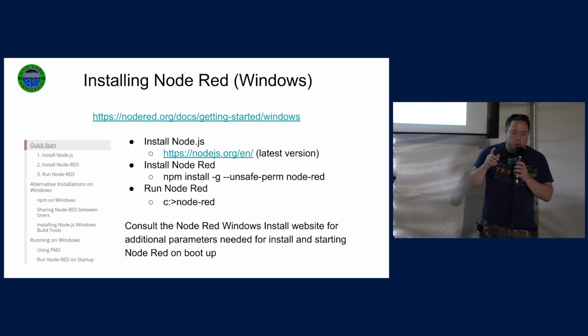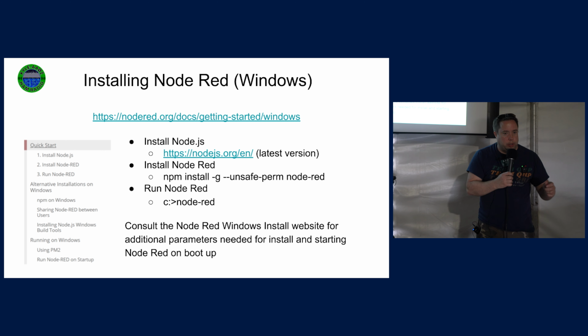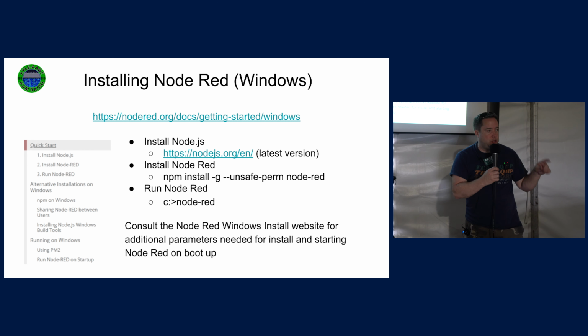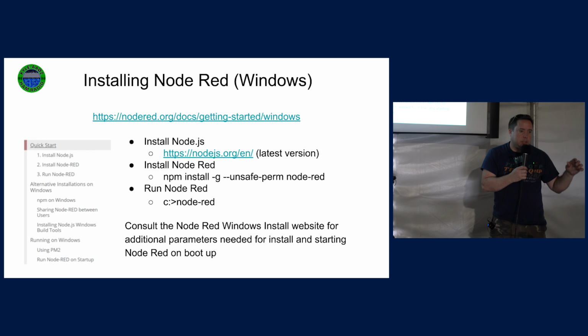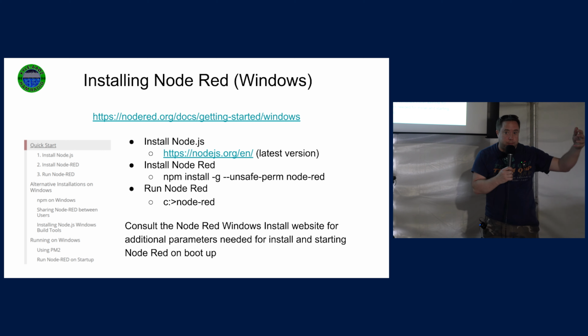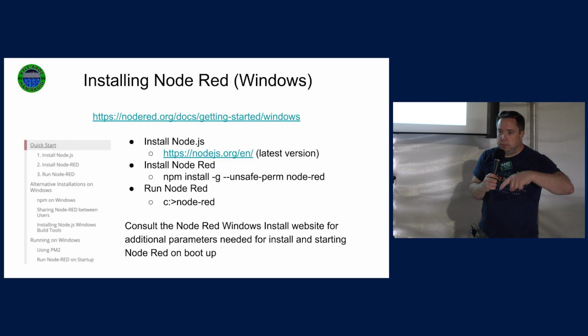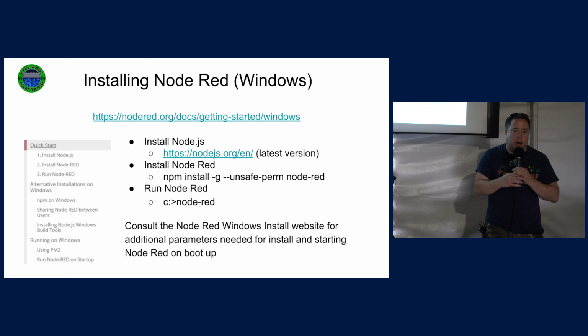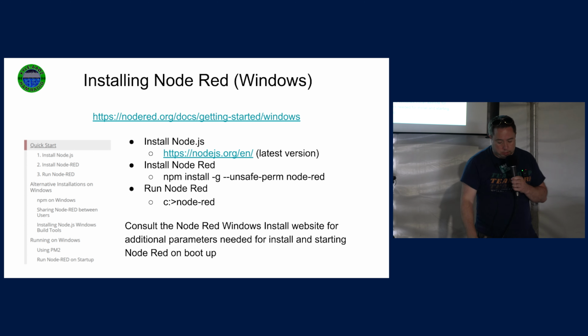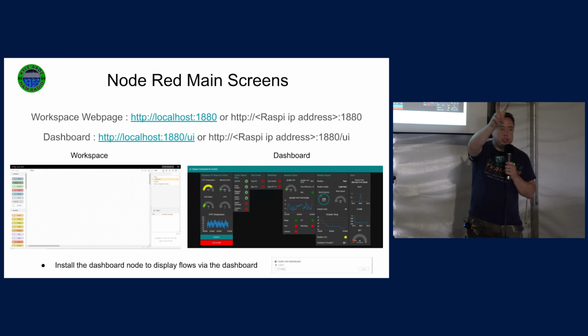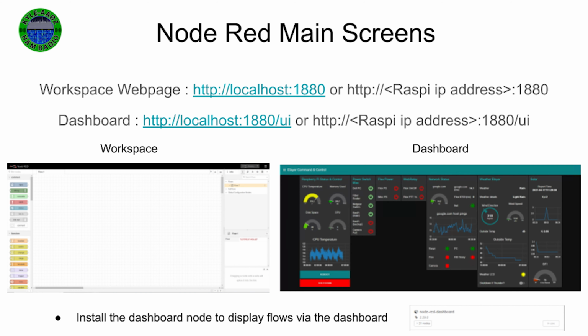I run Windows, but I don't run Node-RED on Windows. The one thing that I would suggest if you do run Node-RED on Windows is it's going to pull up a DOS prompt. Do not close that prompt. If you close that prompt, it will shut down Node-RED. So make sure that your DOS prompt is always up and running for Node-RED to continue to run. There's two screens in Node-RED. There's the workspace where you do all your programming, and then there's the dashboard.